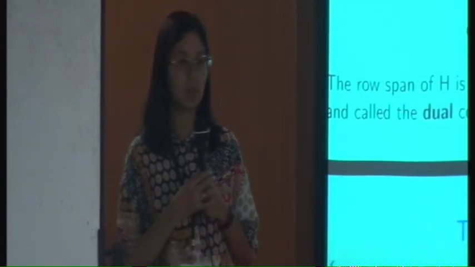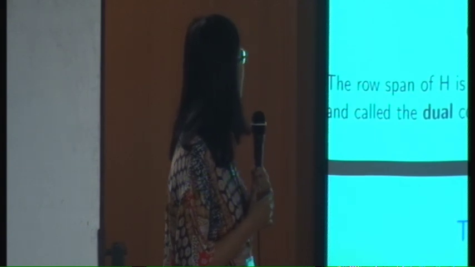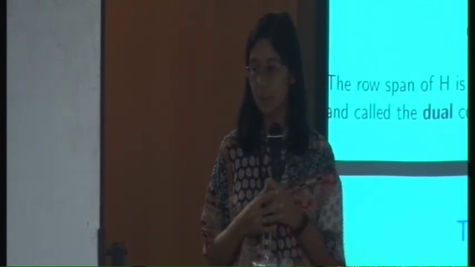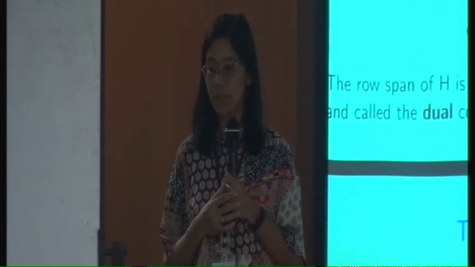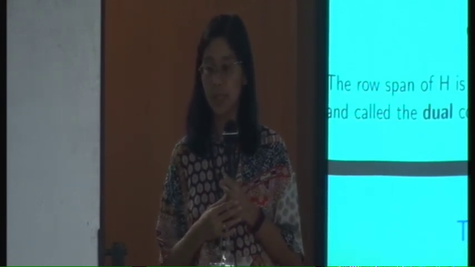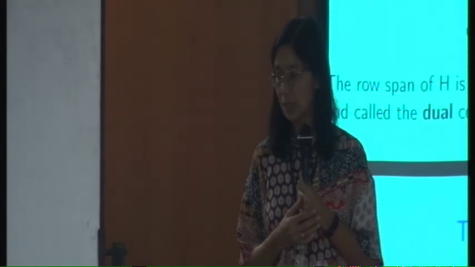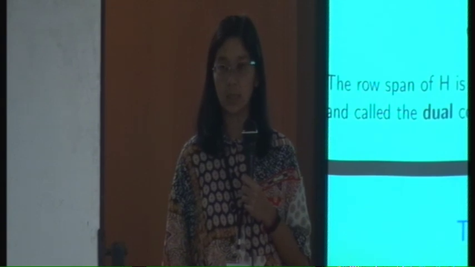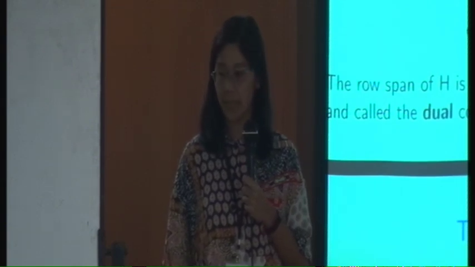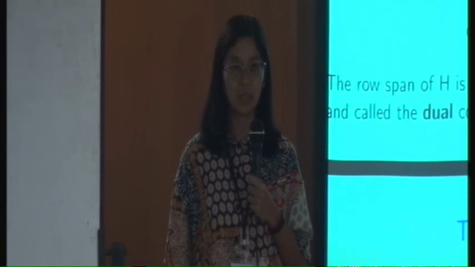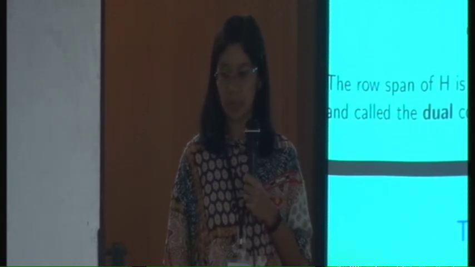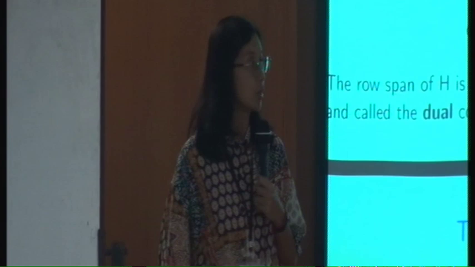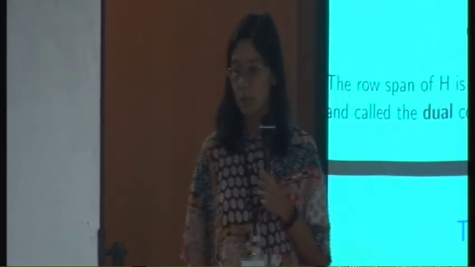Let us start with linear codes over a field. A linear code C of length n over a finite field Fq is an Fq vector space of Fq^n. The dimension, as an Fq vector space, is usually denoted by k, and we denote by [n,k]_q the parameters of a code.